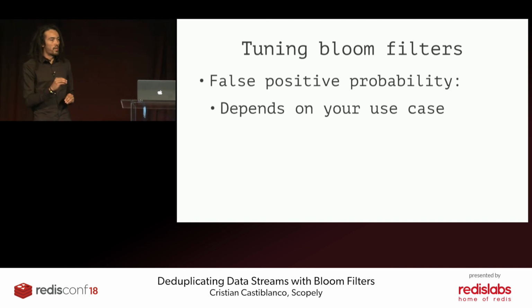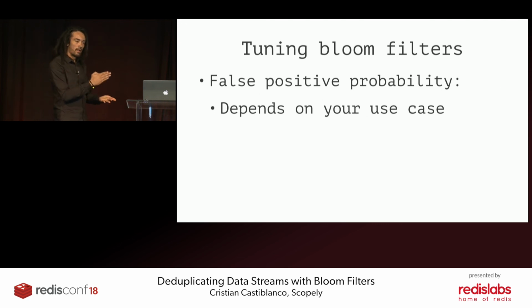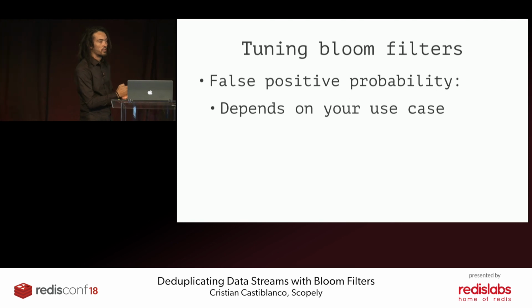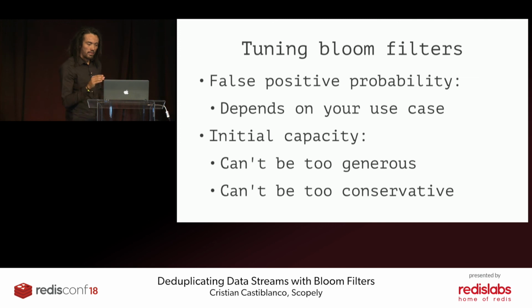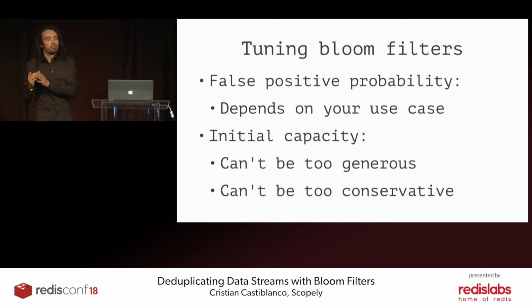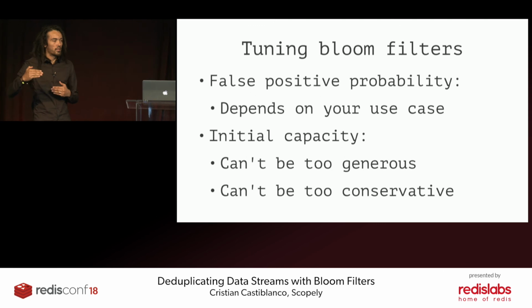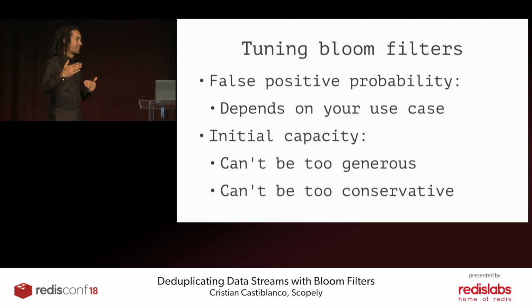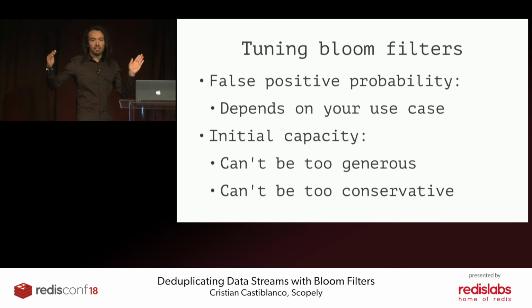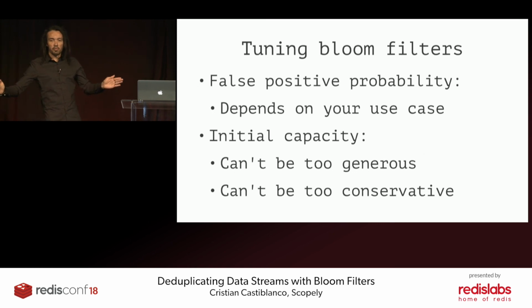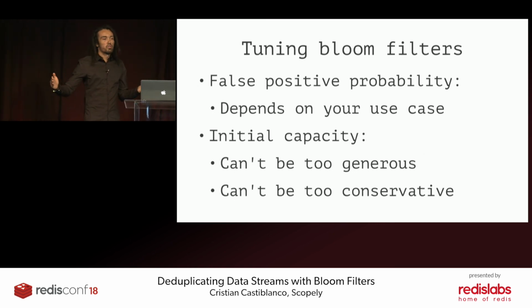And this, of course, depends entirely on your use case, and it's probably non-negotiable. So you set what your expectations of the filter are, and you need to stick with this, right? The other is the capacity, and here you cannot be too generous, because if you set your capacity too high, you're going to be wasting space, right? Because if you don't use that much, when you create a filter, you're basically allocating a chunk of static memory, right? So it doesn't matter if you don't use it all, it's going to be there, used, okay?